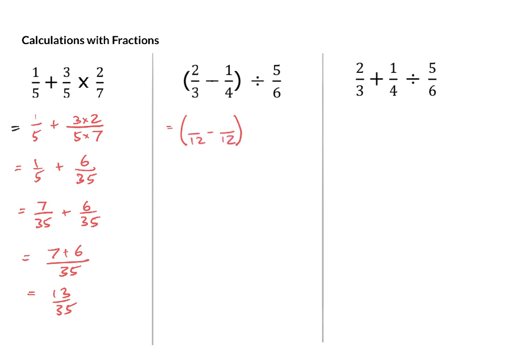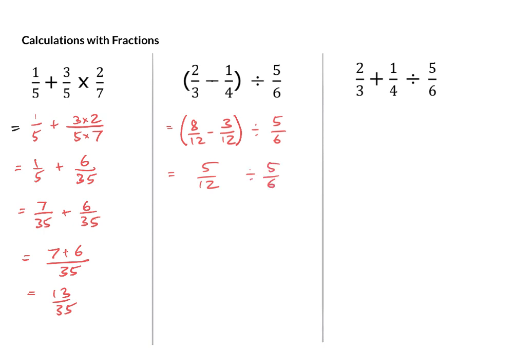To turn thirds into twelfths, I need to multiply by 4. So I do 2 times 4 is 8. And to turn quarters into twelfths, I multiply by 3. So I do 3 times 1 is 3. The other part of my expression here, dividing by 5/6, I just leave as it is. Now I tidy up my bracket. I've got 8/12 minus 3/12, which is 5/12. I don't need the brackets around that anymore, and that's dividing by 5 over 6.